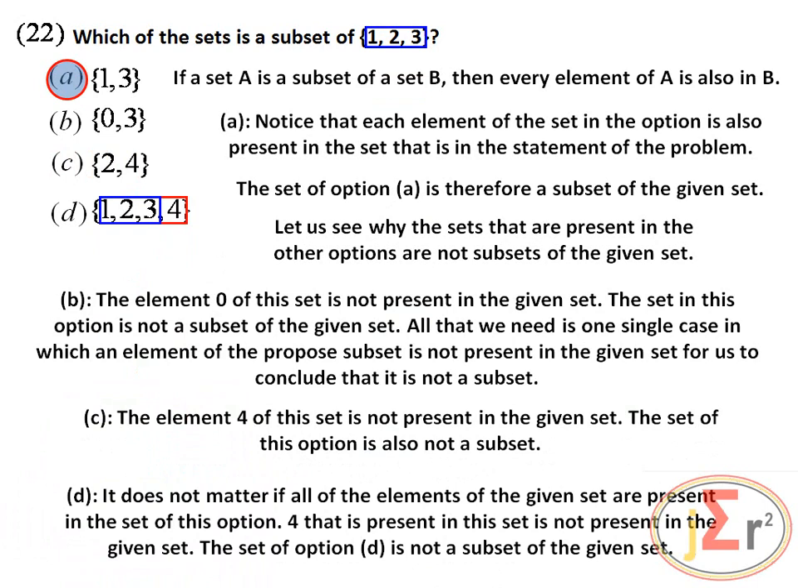It does not matter if all of the elements of the given set are present in the set of this option. So it doesn't matter if all of these elements are present down here. 4 that is present in this set is not present in the given set. The set of option D is not a subset of the given set. As long as we can find one element that is not in this set, then this set is not a subset of this one. It is also noteworthy that instead this set is a subset of this one because all of these elements are present here.